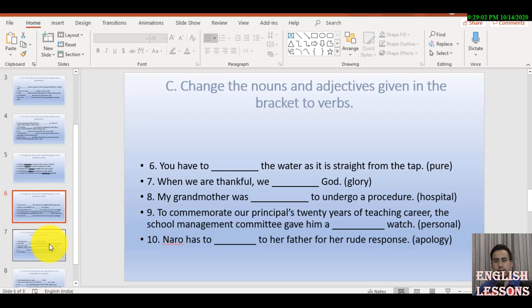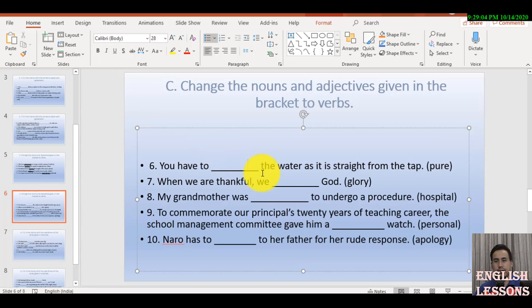Moving on. You have to dash the water as it is straight from the tap. So the correct verb will be you have to purify. You have to purify the water as it is straight from the tap.